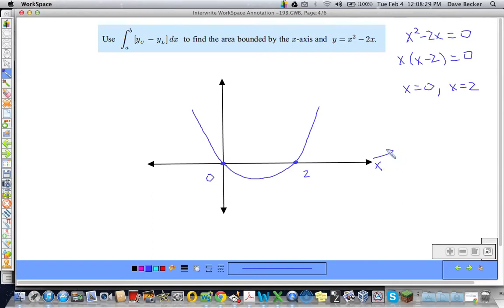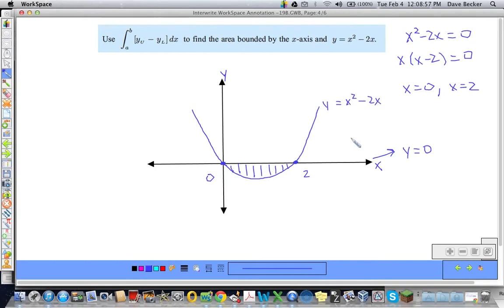Now remember, I said, and of course I know you know this because you guys are awesome, the equation of the x-axis is y equals 0. Now, we are looking for this area here. It's bounded by the x-axis and the curve y equals x squared minus 2x.